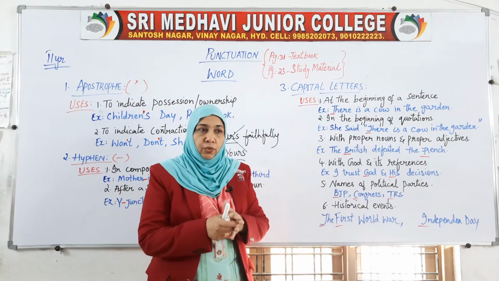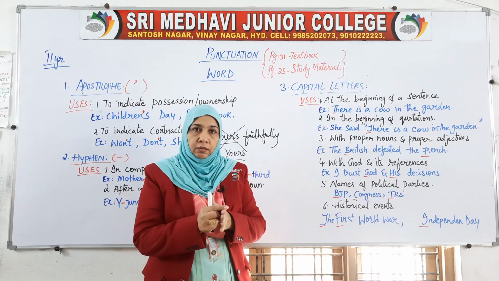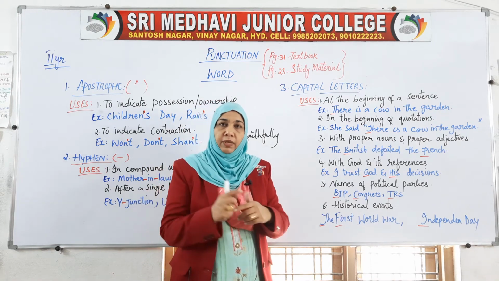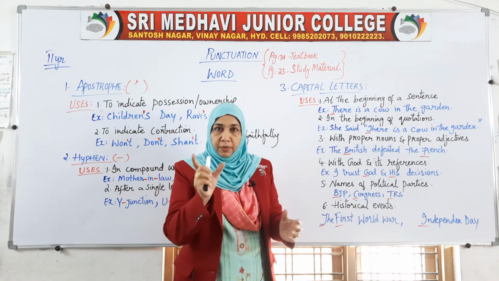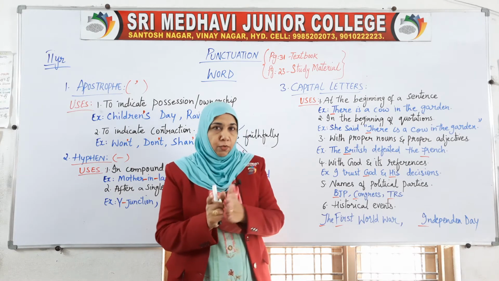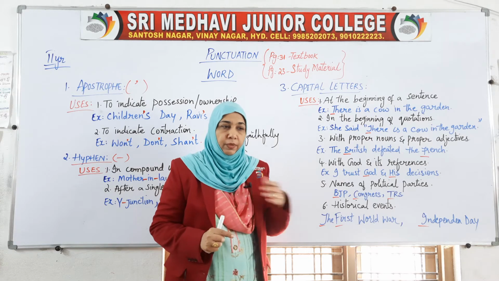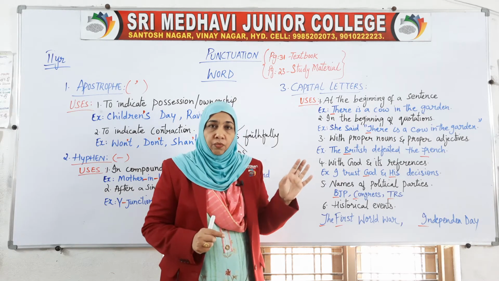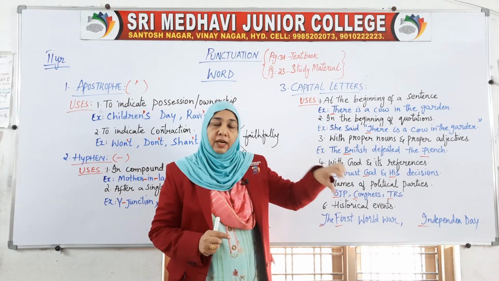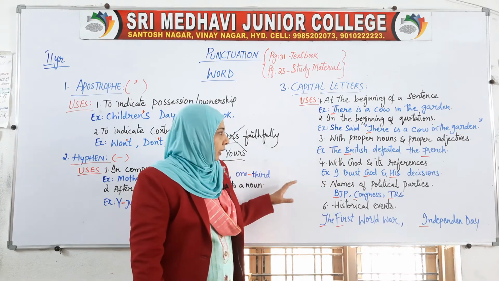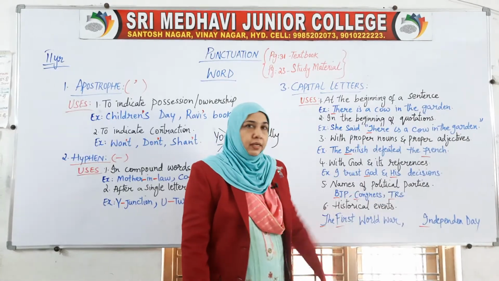How? Because we are showing that the British defeated the French. We are not saying that anybody has defeated the French. We are making sure: the British, this is a proper noun. Defeated whom? Not anybody, not all, not anyone. We are specifying. So that has become the proper adjective: the French.